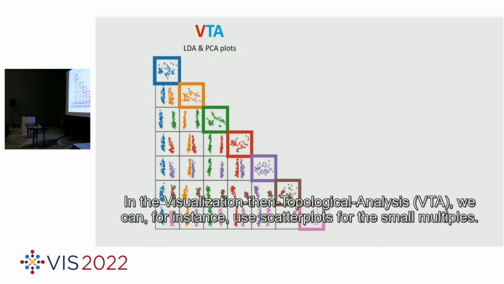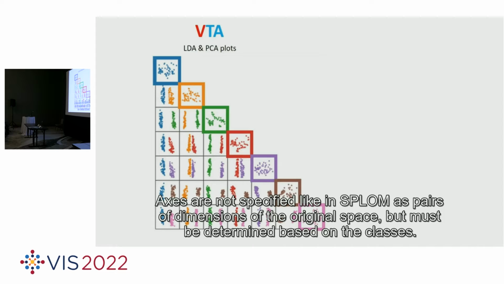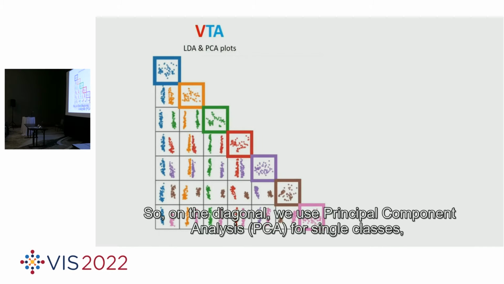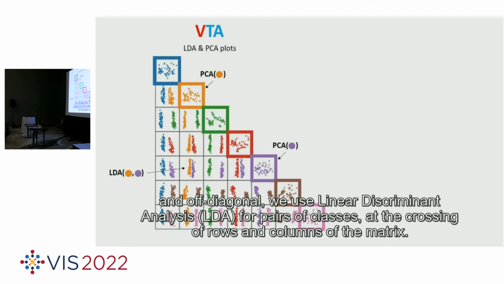In the visualization first, then topological analysis, we can, for instance, use scatter plots where the axes are not specified as axes from the original space, like in a SPLOM. We have to specify the axes given the classes. So on the diagonal, we use PCA, principal component analysis, for a single class. And off diagonal, we use LDA, linear discriminant analysis, of the two classes that are represented in that specific cell at the crossing of the row and column of the matrix.